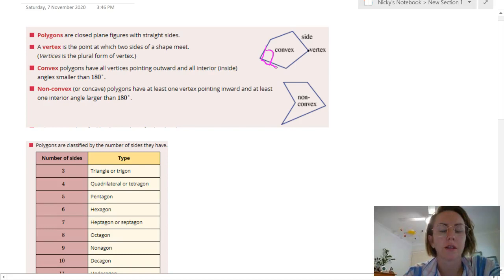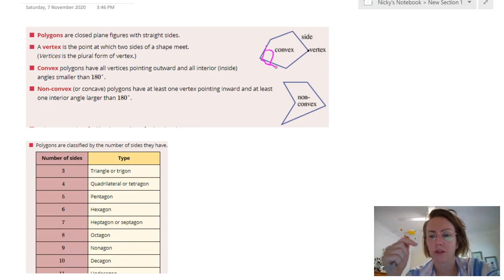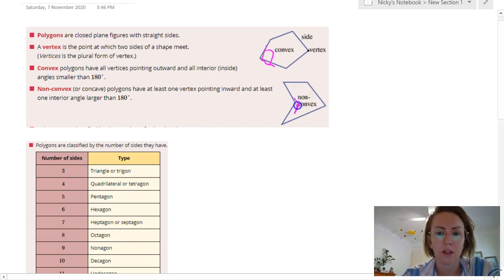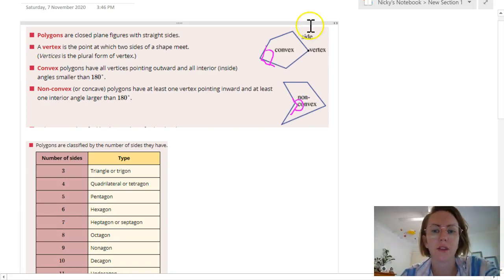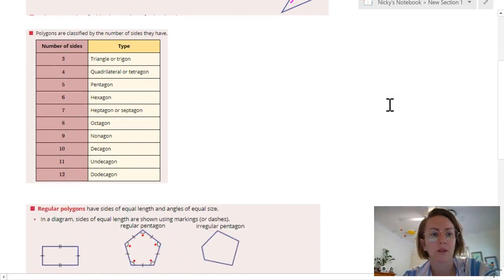So with convex, they are smaller than 180 degrees, and where we have non-convex polygons, that's almost like we've had one of the sides pushed in compared to convex, and the internal angle, as you can see, one of them there, oh, that's terrible, let me try that again. One of them there is bigger than 180 degrees. Alright, so that's the difference between convex and non-convex. It just has to be one angle like that for it to be classified as non-convex. And you can see it quite clearly when you look at polygons.